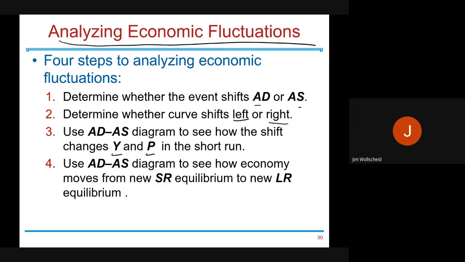Okay, but remember the difference between chapter 4 and chapter 20 is we do step 1, step 2, and step 3 in chapter 4. In chapter 20, we're going to do an additional step. We're going to move the economy back to long-run equilibrium. It doesn't just stay there.